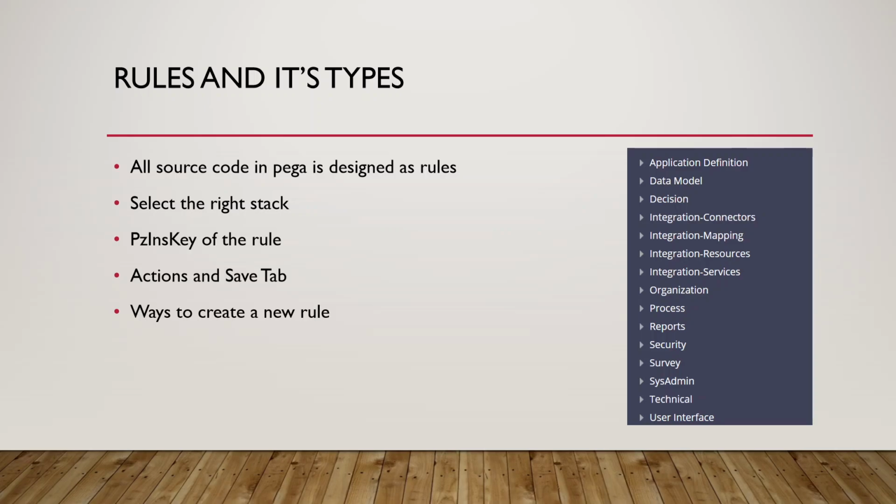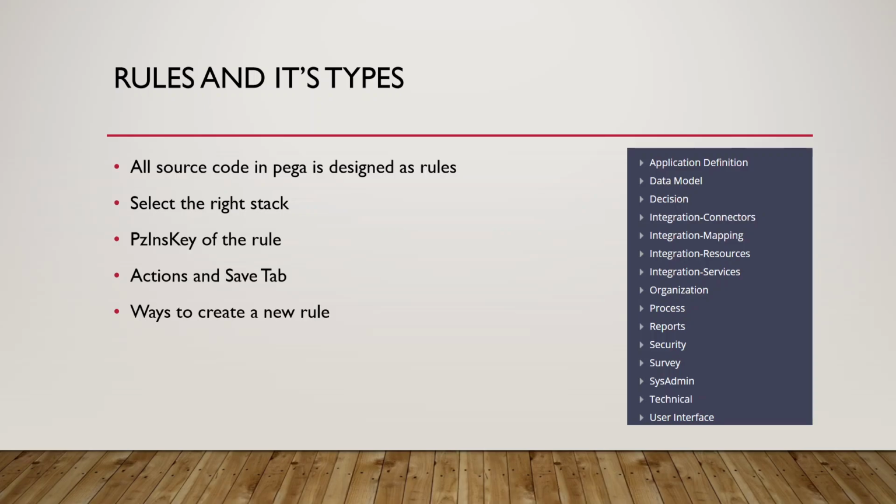The last is the user interface, which means that if you want to design your application, if you want to develop a screen, how you want that screen to look can be configured in user interface. If you want to modify the look and feel, it's very important to configure a user interface where you modify the screen that needs to be seen by the end user. Okay, so this is about the rules and rule types.